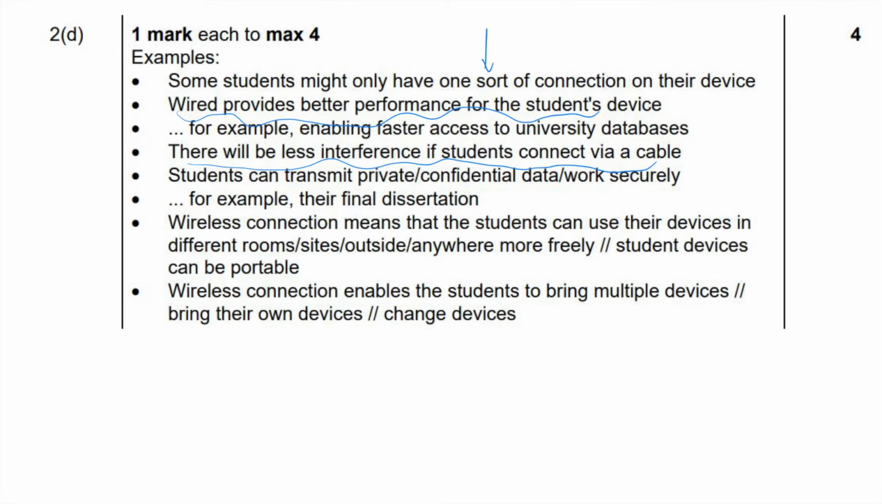And having the cabled option could also be great for security, so they can transmit work more securely. However, wireless connections mean that students can freely use their devices. They can roam around and use them in different rooms or different areas. Also, they can easily connect multiple devices or switch devices when needed. So if you have the option to connect using both a wired and wireless connection, then you have access to all the advantages of both media.